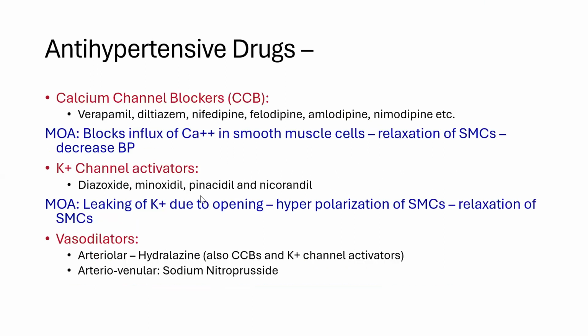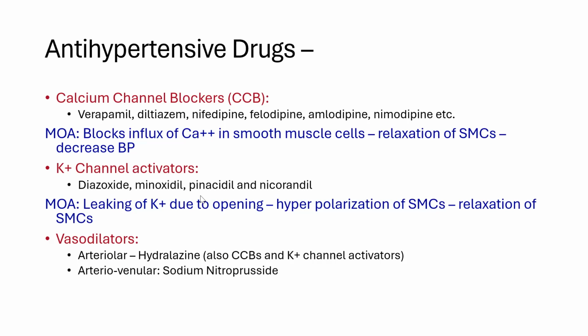Other drugs are calcium channel blockers. This is also called CCB, calcium channel blockers. Examples are verapamil, diltiazem, nimodipine, and they block the influx of calcium ions in smooth muscle cells, which leads to relaxation of SMCs and decreases the BP.